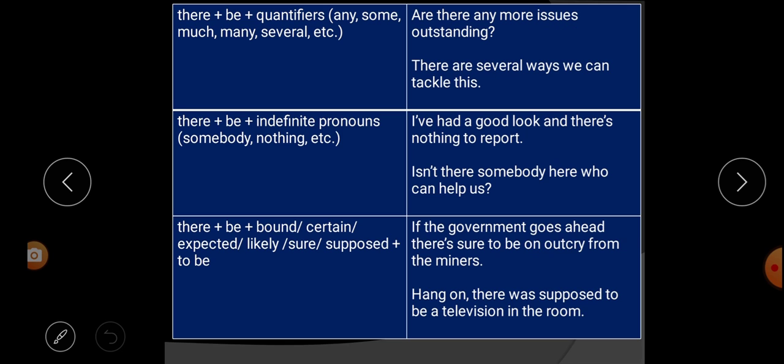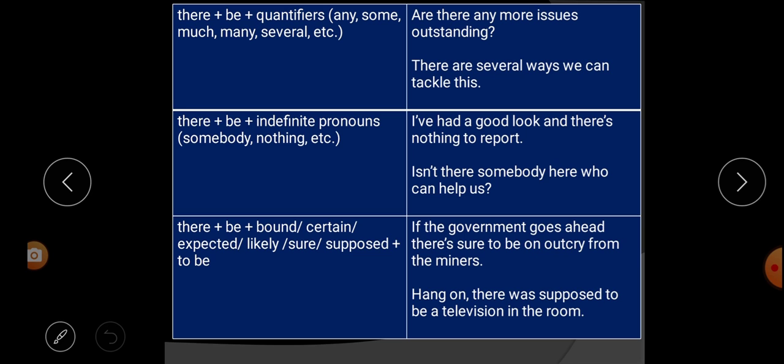What happened? We have taken the be verb first. What is the be verb? Are. Next we have taken introductory there, next the quantifier any more. So are there any more issues outstanding? That means in this way also we can use introductory there.